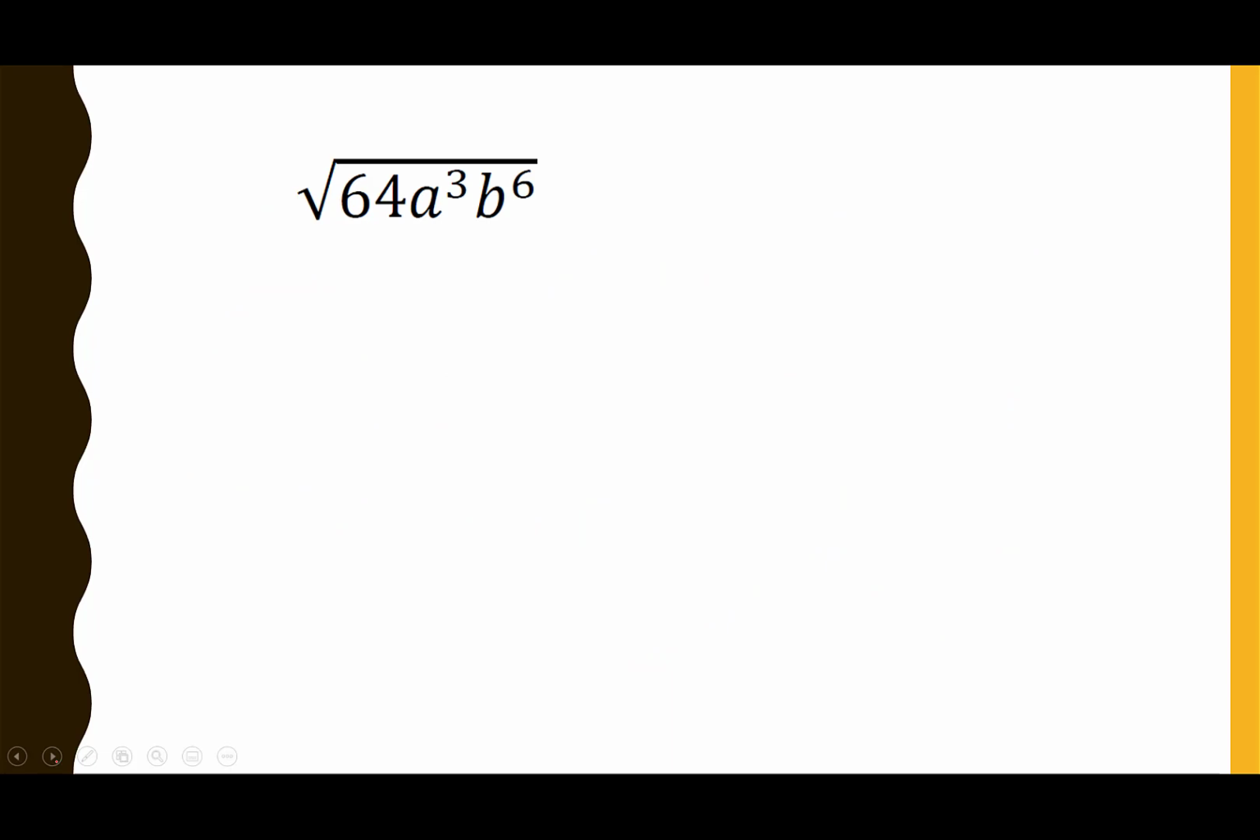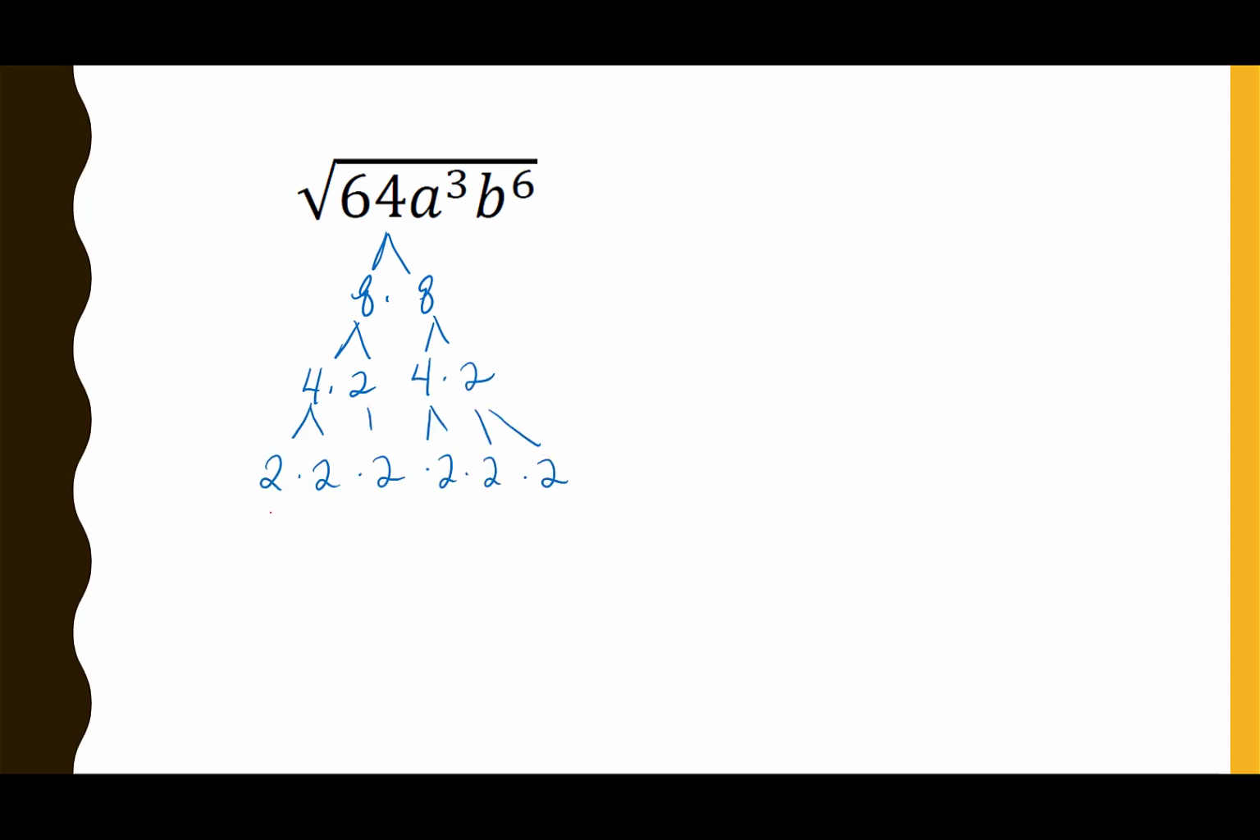All right, let's take a look at this problem. This is the square root of 64a cubed b to the 6. Okay, so when you're asked to simplify, that's when you go right into a factor tree. This is 8 times 8, which you could stop there, but I'm going to go ahead and go all the way down to the prime factorization.